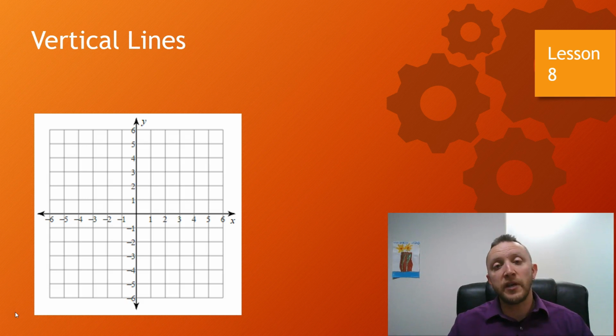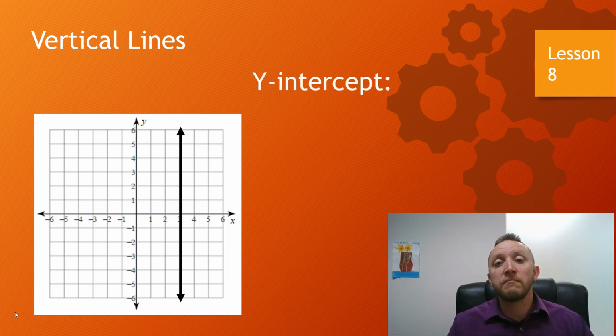Well, what about vertical lines? Vertical lines go straight up and down like this one. Now, does a vertical line have a y-intercept? It's not 3. That's the x-axis. That would be an x-intercept. This one does not cross the y-axis. It's parallel to the y-axis. So there is no y-intercept.